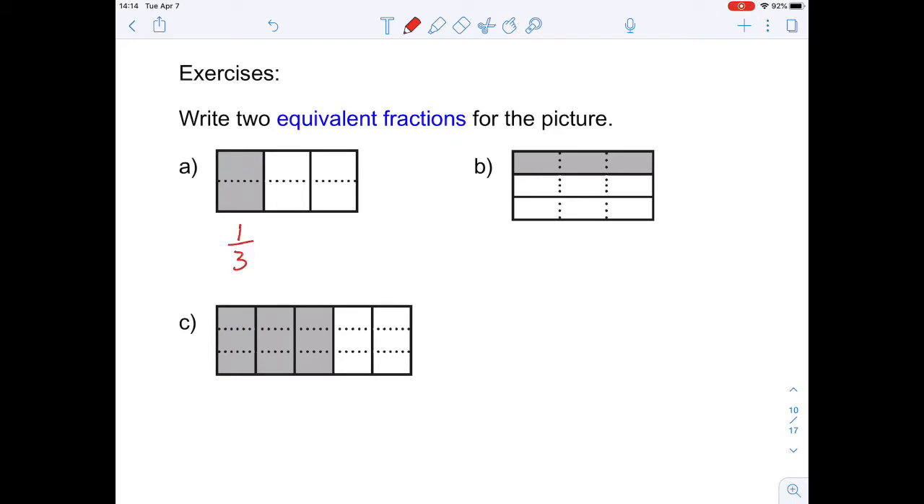So I can call this 1/3, or I could call it 2/6. I can call this 1/3, or I can call it 3/9. I can call this 3 out of 5, 3/5, or I can call it 9/15. And if I try the mathematical way, here I multiplied the numerator and denominator both by 2 to create my equivalent fraction. Here I multiplied by 3. And here I multiplied by 3 as well.